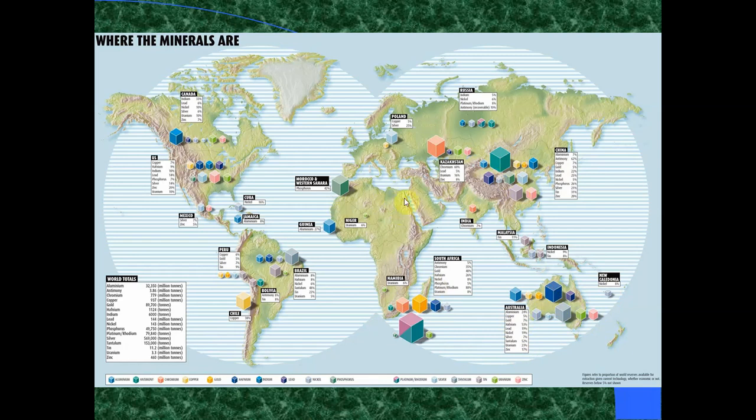Africa really doesn't have a lot, although they are discovering new mineral deposits in Central and North Africa. Middle East has very little. We do have some here in the US, and Canada does have some. South America has some fairly large deposits as well. But once again, it's an uneven distribution.